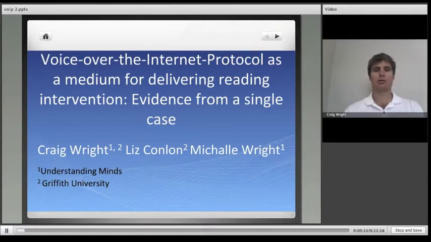This presentation reports on some research that was conducted by myself and Michaeli Wright at Understanding Minds and Liz Conlon from the Griffith University Health Institute. We were looking to see whether voice over the internet protocol or video conferencing software could be used to deliver the Understanding Words reading intervention program remotely to a student in a rural area.